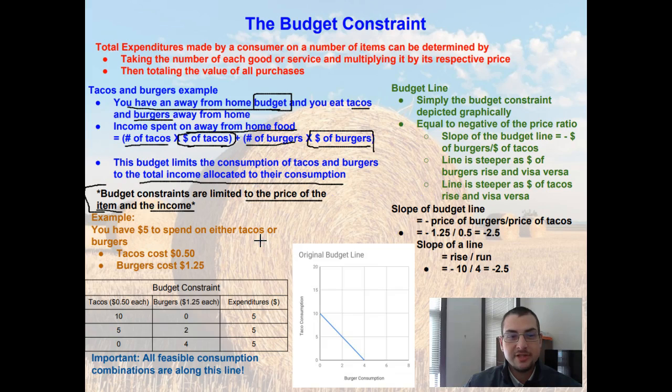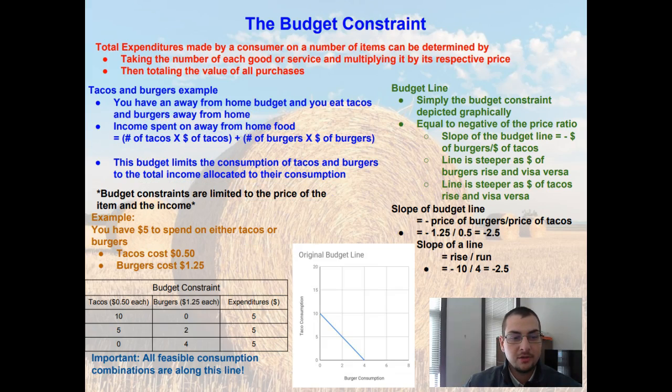So let's go through an example. Let's say that you have $5 to spend on either tacos or burgers. We said that the away-from-home budget is equal to $5, and again, you only eat tacos or burgers away from home. We figure out that tacos cost 50 cents and burgers cost $1.25. So how are you going to allocate that $5 to maximize your satisfaction?